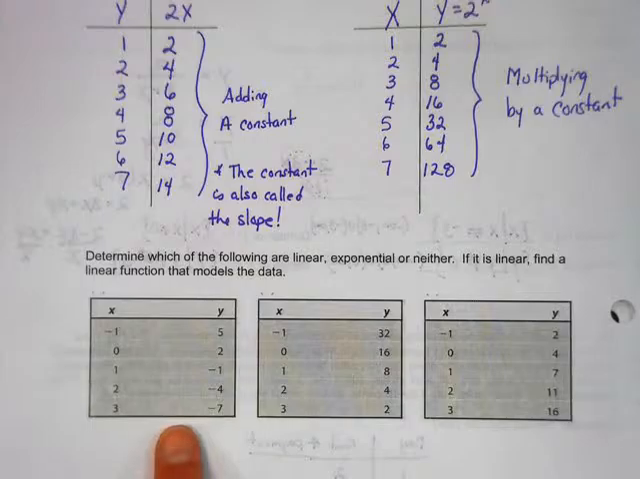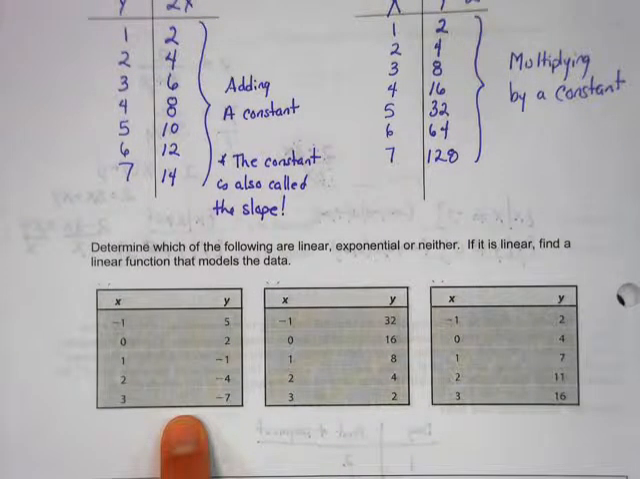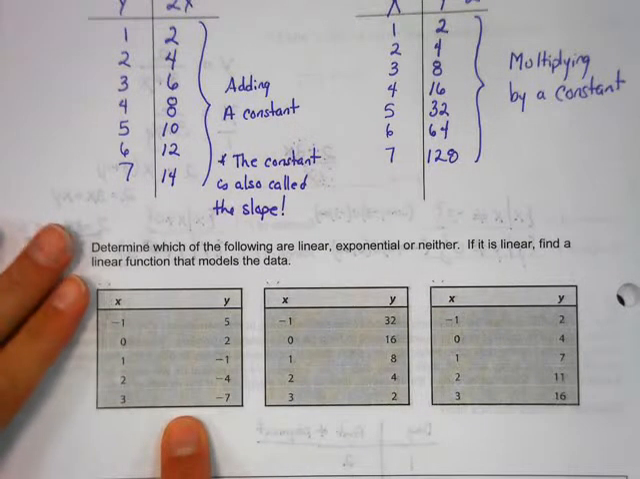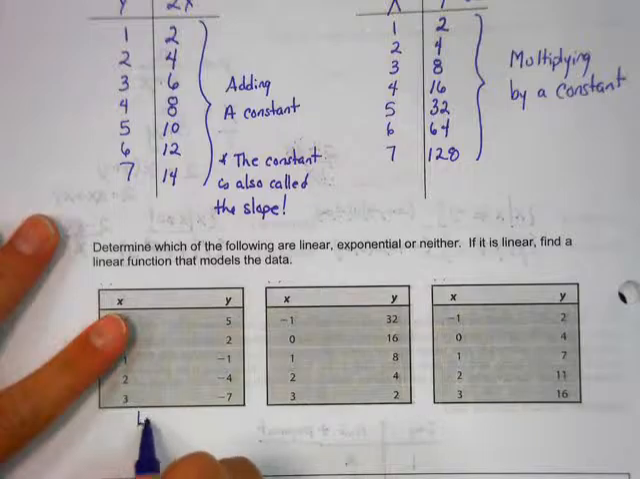So what can you tell me about the first one? Are we adding a constant? Or are we multiplying by a constant to generate that table of values? We're adding. What are we adding? Negative 3. Perfect. All right, so this is linear.